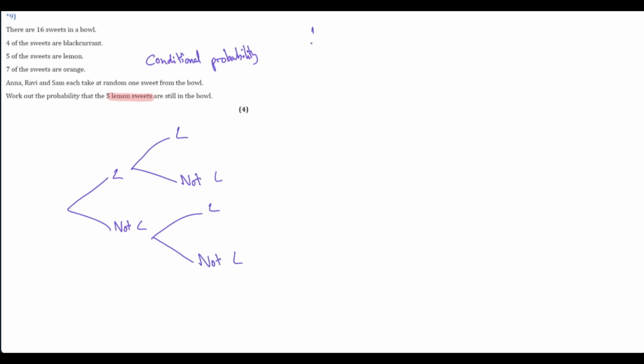Okay, so I was going to put here lemon first. We know that there are 5 out of 16 lemon. Not lemon will be the 7 and 4, which is 11, so that's 11 out of 16. Okay, so if I pick a lemon first, I know that's 5 out of 16. If I pick a lemon again, remember this event 1 is event 2. I know there's one less lemon because I picked one previously, and there's one less total, so 15.